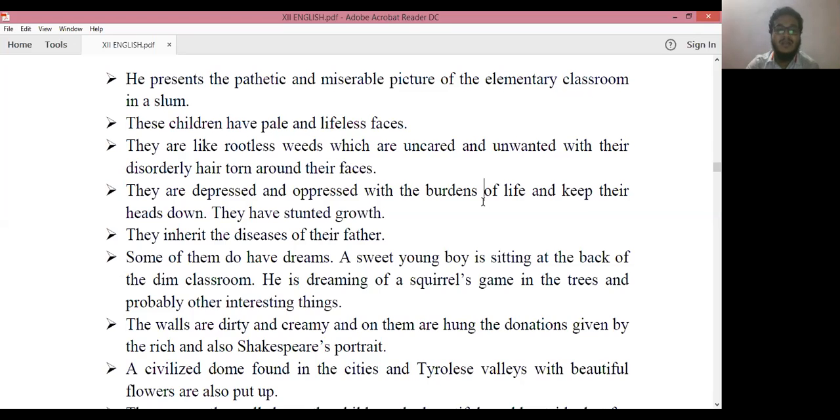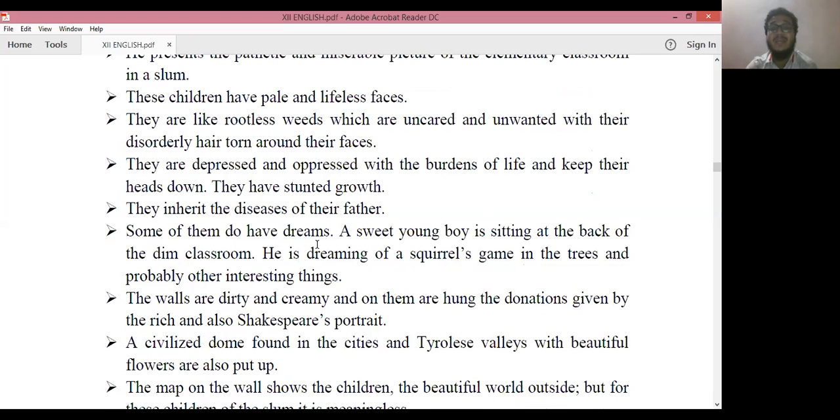The next one, some of them do have dreams. Here referring to some of them. Here, particularly connecting to a sweet young boy sitting at the back of a dim class, a very sweet young boy sits where? In the back of the class, and has a hope to live his life, a desire to live his life, a dream to live his life, and he is dreaming of a squirrel's game in the trees and probably other interesting things. So he's dreaming of squirrel games.